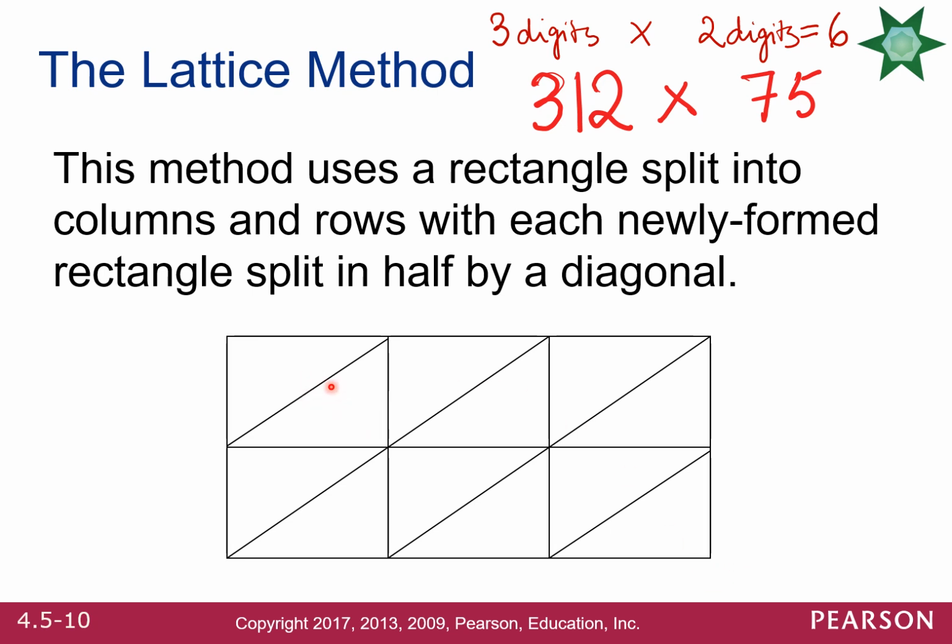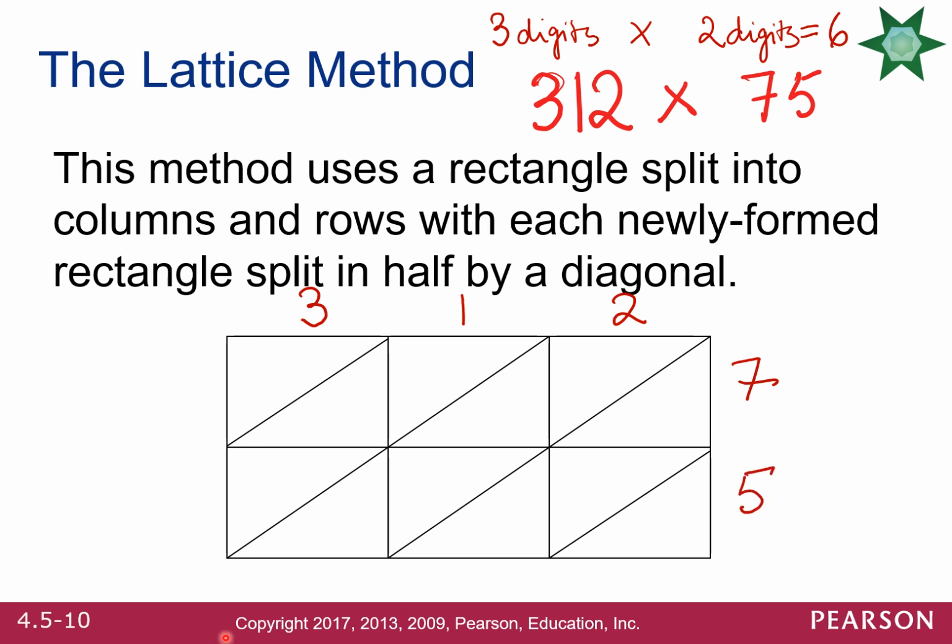Let's see over here, we have the rectangle divided into 3 columns, 1, 2, 3, and 2 rows, 1, 2. We are going to write the 3 digits of the first numeral as columns. So I'm going to write here 3, 1, and 2. The digits of the second numeral, 75, are going to be placed as rows. So it's going to be 7 for the first row and 5 for the row below.